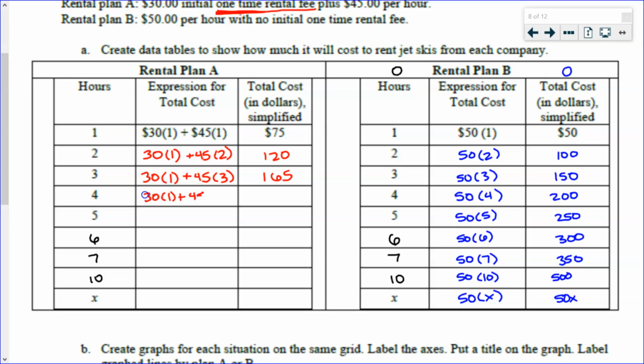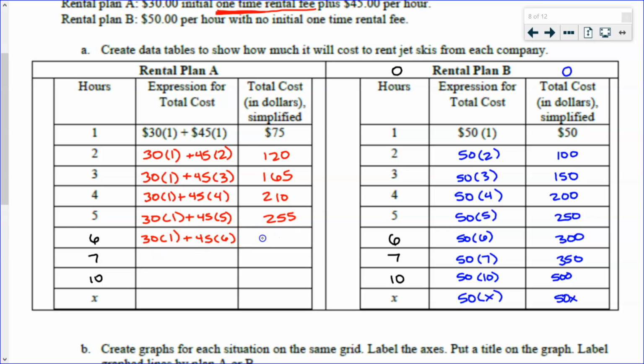I should have taken the time and filled all of these out while you guys were working on it. So it'll take me just a second to get caught up, but I want you guys to help me answer these questions. 4 hours, how much is that going to be? Thank you, Liz. 210. 5 hours, how much is that going to be? Thank you, Miley. 255.